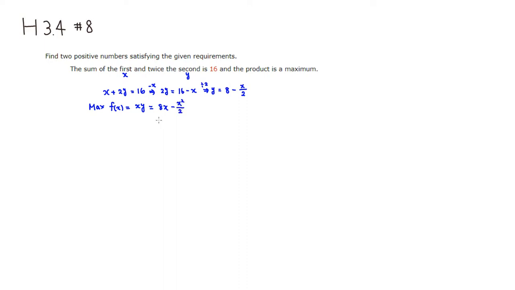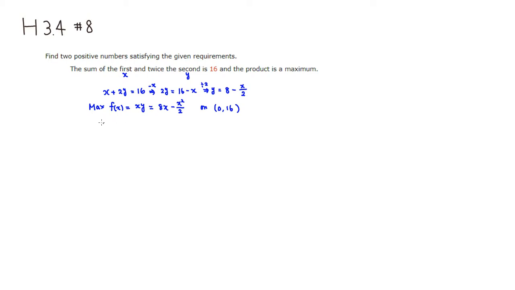So we want to maximize this. And remember that x has to be a positive number. Then x cannot be too big because it cannot exceed 16, otherwise y is going to be negative. So it's going to be up to 16, but not 16, because we don't want y to be 0.